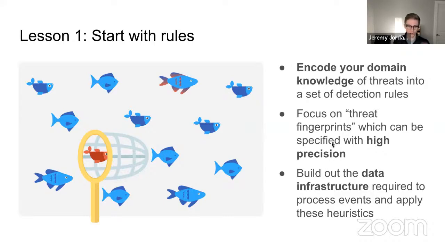And then, when we're starting out building this threat detection system, we have to build a lot of data infrastructure required to process all of those events and apply these heuristics to those events to be able to block the threats and let the benign content through. And that same infrastructure, we can then leverage at a later point with our machine learning models.